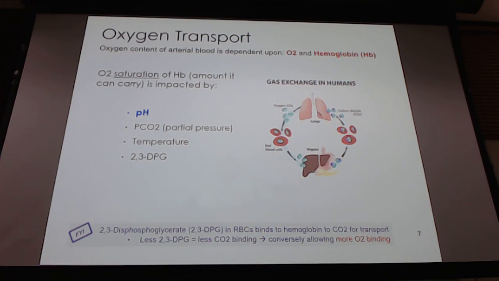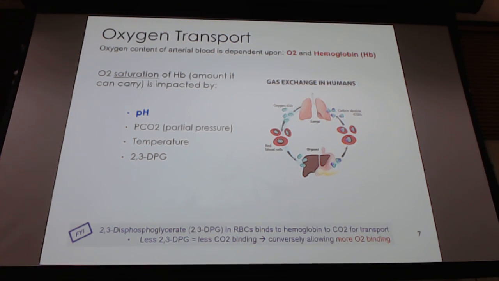So we'll talk a little bit about oxygen transport. Again, this is the chemistry of respiration. This is the chemistry of oxygenation. Next lecture, we'll talk about the physics of moving air in and out of the lungs, but right now, we're going to talk about getting oxygen to the tissues and how that affects the pH as well.